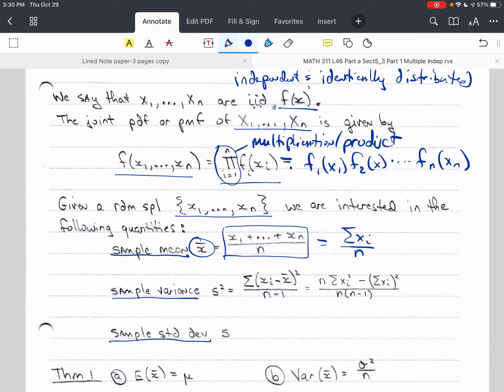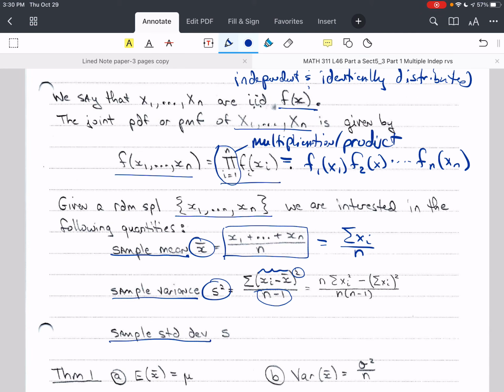Then the sample variance, s squared, is given by the sum of xi minus x bar, quantity squared. So we're taking the difference of every value from the sample mean, and we're squaring that distance, and then we're dividing that by n minus 1. Okay? And next semester we'll find out why we're doing that, the n minus 1 instead of n.